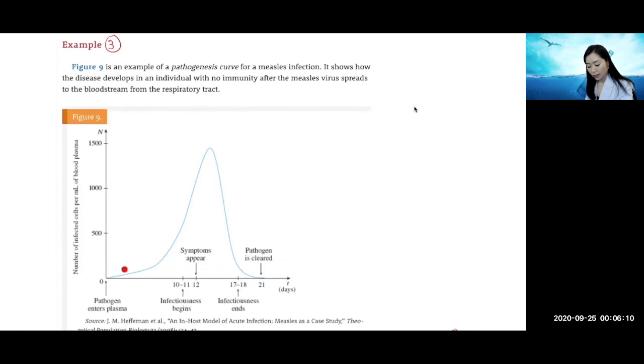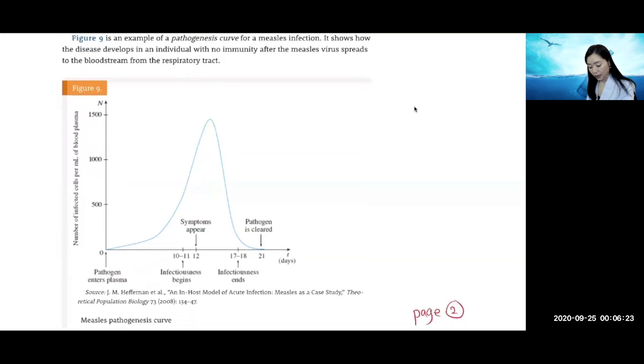It shows how the disease develops in an individual with no immunity after the measles virus spreads to the bloodstream from the respiratory tract. So this is the first day, the 0th day, and then this is the 21st day. The symptoms are going to appear on the 12th day, and over here on the 21st day, then it's clear.